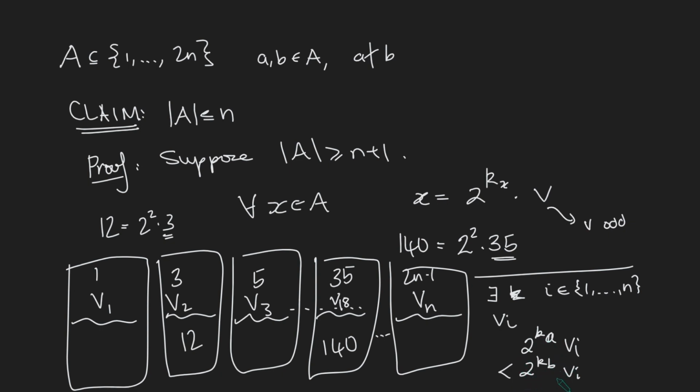But then the issue is, this number here is very clearly a multiple of this one. It's just a power of 2 times bigger. But this contradicts this property that A has, and we've arrived at a contradiction. And so therefore A cannot have size at least n plus 1, and so therefore our claim that A has size at most n is proved. So we've proved, using the pigeonhole principle, that A must have size at most n.